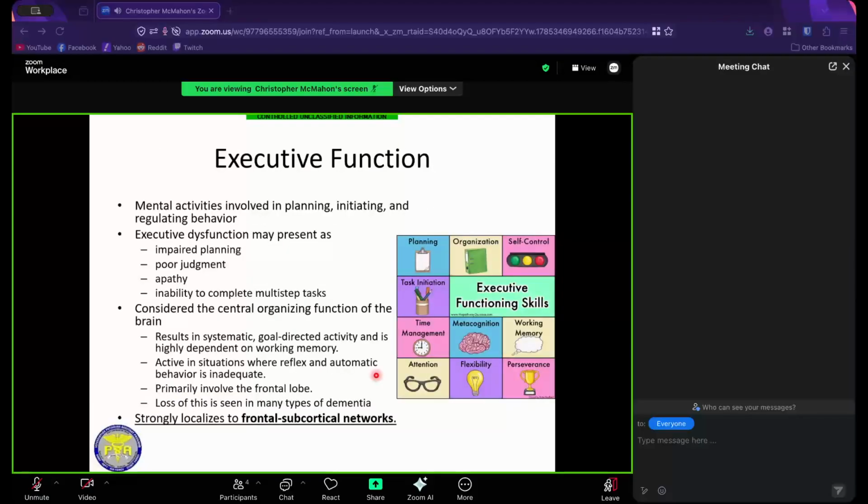All right. One of the other things that's used on that mental status exam is executive function. I think we've all talked about this in common English. We're like, I'm not having a lot of executive function today. I can't even do the things I need to do. It's involved in planning, organizing, self-control, metacognition, working memory. If I could double my executive functioning, I feel like I do really well at IPAP, but it's a limited thing. You can only do so many things throughout the day. When we have executive function impaired, we see impaired planning, poor judgment, apathy, inability to complete multi-step tasks. That strongly localizes to the frontal subcortical networks because, again, it's higher order thinking when I'm talking about executive function.